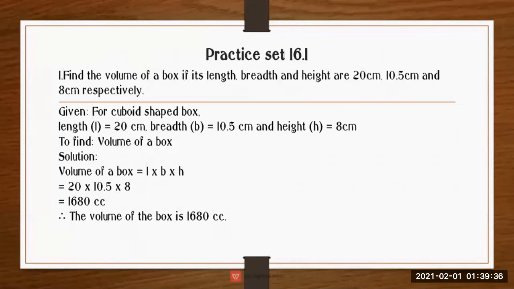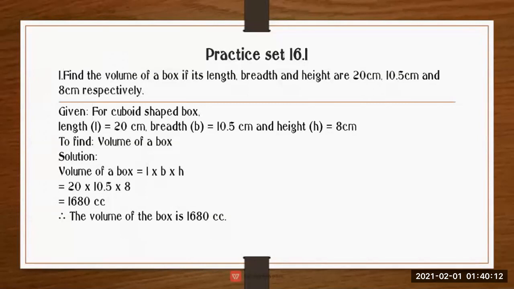Box means it is in the shape of a cuboid only. So volume of a box, or else you can write volume of a cuboid, is one and the same. So you will write what is given first and then what you are going to find out. Given: for the cuboid shape, box, length is 20 centimeter, breadth is 10.5 centimeter, height is 8 centimeter. To find: the volume of the box.